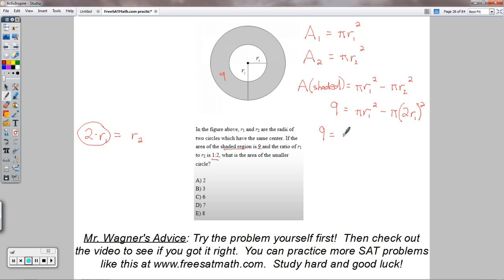We've got 9 equals pi R1 squared minus pi times 2 R1 squared. We'd square the 2 and square the R1, so we would have 4 pi times R1 squared.